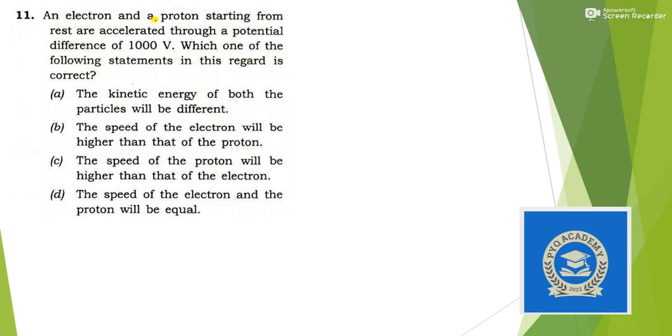An electron and a proton starting from rest are accelerated through a potential difference of 1000 volt. So which one of the following statements in this regard is correct? Let's take an electron and a proton. Both of them are given equal energy of 1000 volt. Then they will move with some velocity. Let's name the velocity of electron as Ve and velocity of proton as Vp, and name their masses Me and Mp.